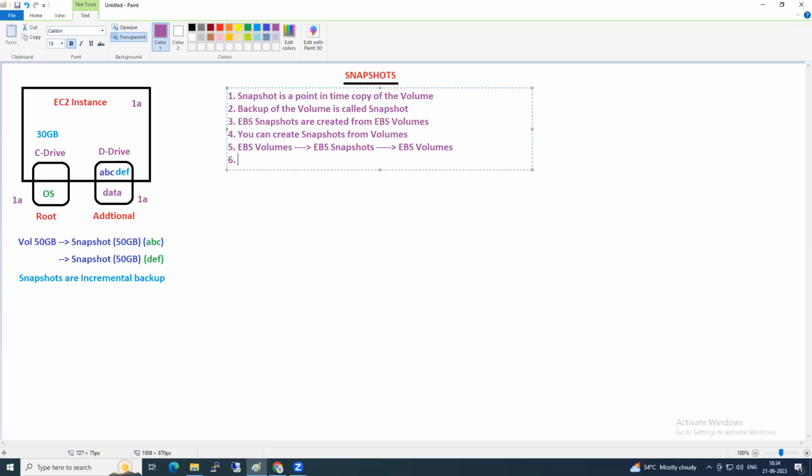Can you attach a snapshot directly to the EC2 instance? No. You cannot attach a snapshot directly. Guys, can you take the snapshot of C drive? Is it good to call it C drive, or is it good to call it root volume? You cannot attach a snapshot directly to the EC2 instance. What you need to do is create a volume and attach it to the EC2 instance.